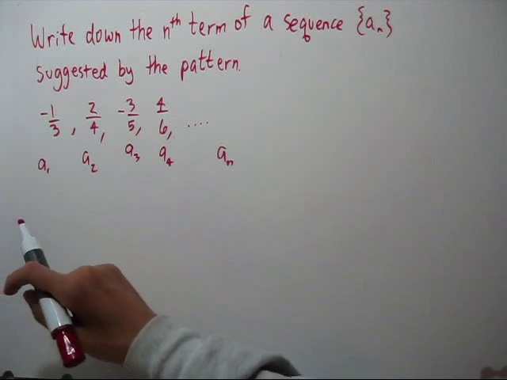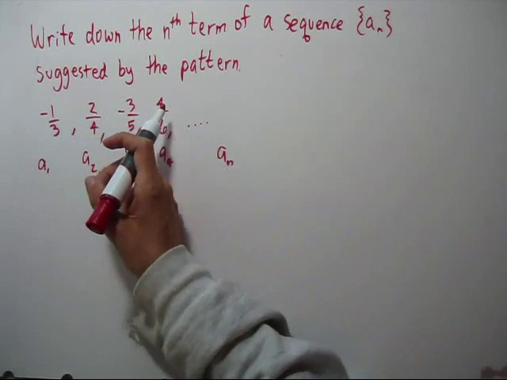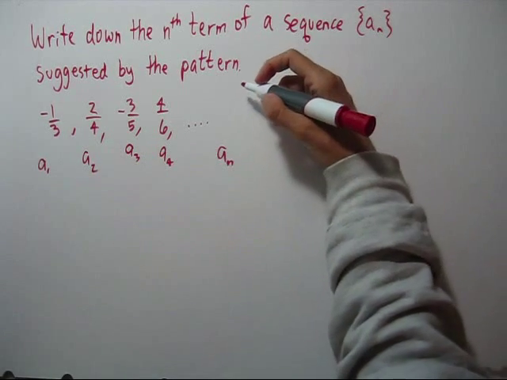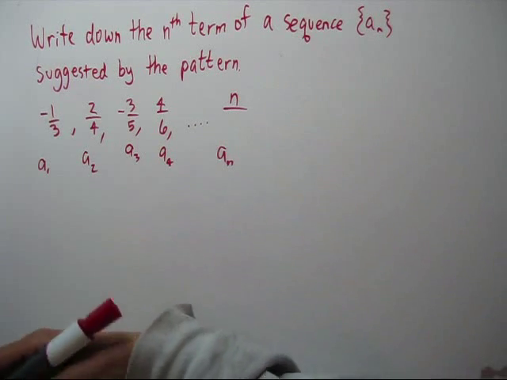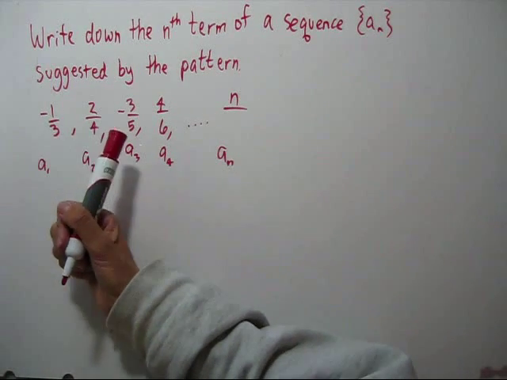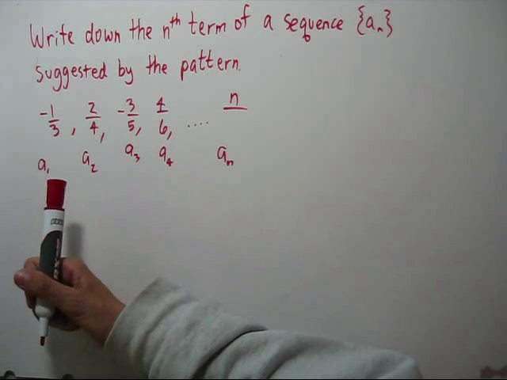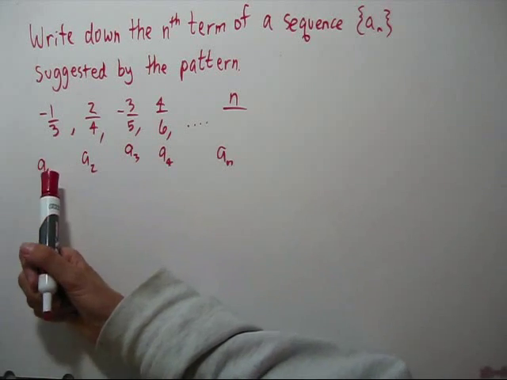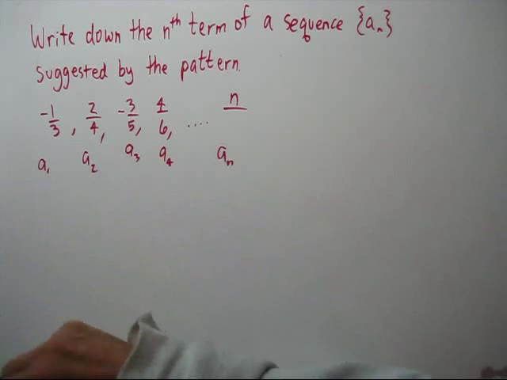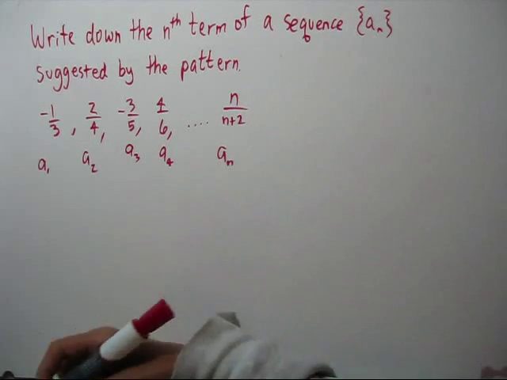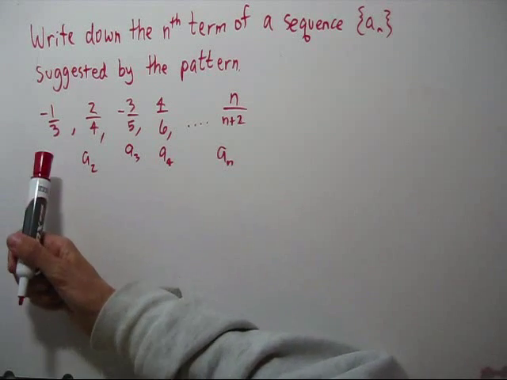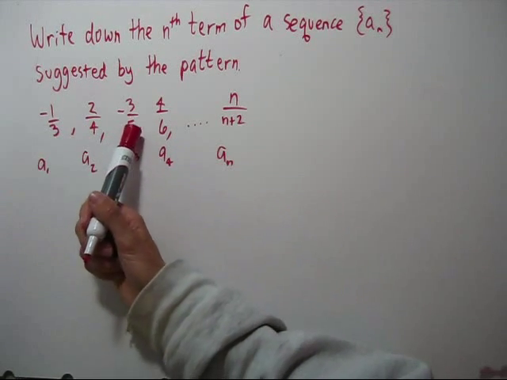Well, if you notice, in our numerators we have 1, 2, 3, 4. So we're going to have an n in our numerator. The denominator, we have a 3, 4, 5, and a 6. They're just going up by 1, but instead of starting at 1, we start at 3. So let's try n plus 2 and see if that works. 1 plus 2 is 3, 2 plus 2 is 4, 3 plus 2 is 5.